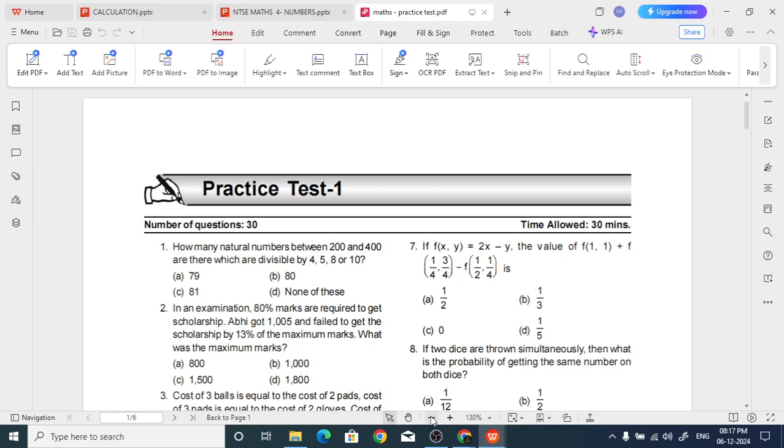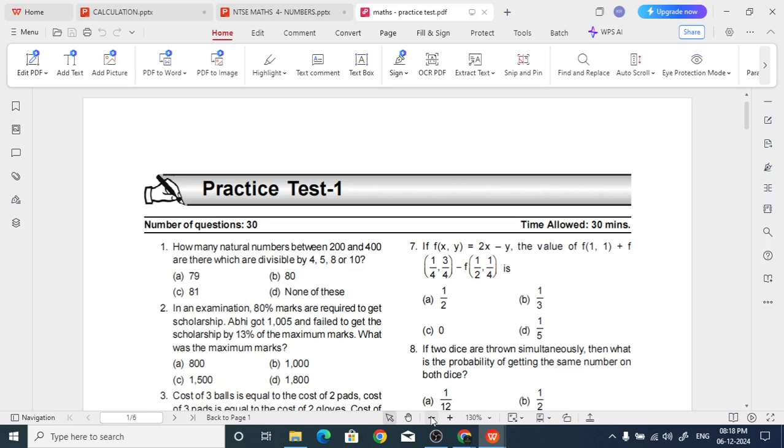If f of x comma y is equal to 2x minus y, the value of f of 1 comma 1 plus f of 1 by 4 comma 3 by 4 minus f of 1 by 2 comma 1 by 4 is... Nothing but just substitute and find out.